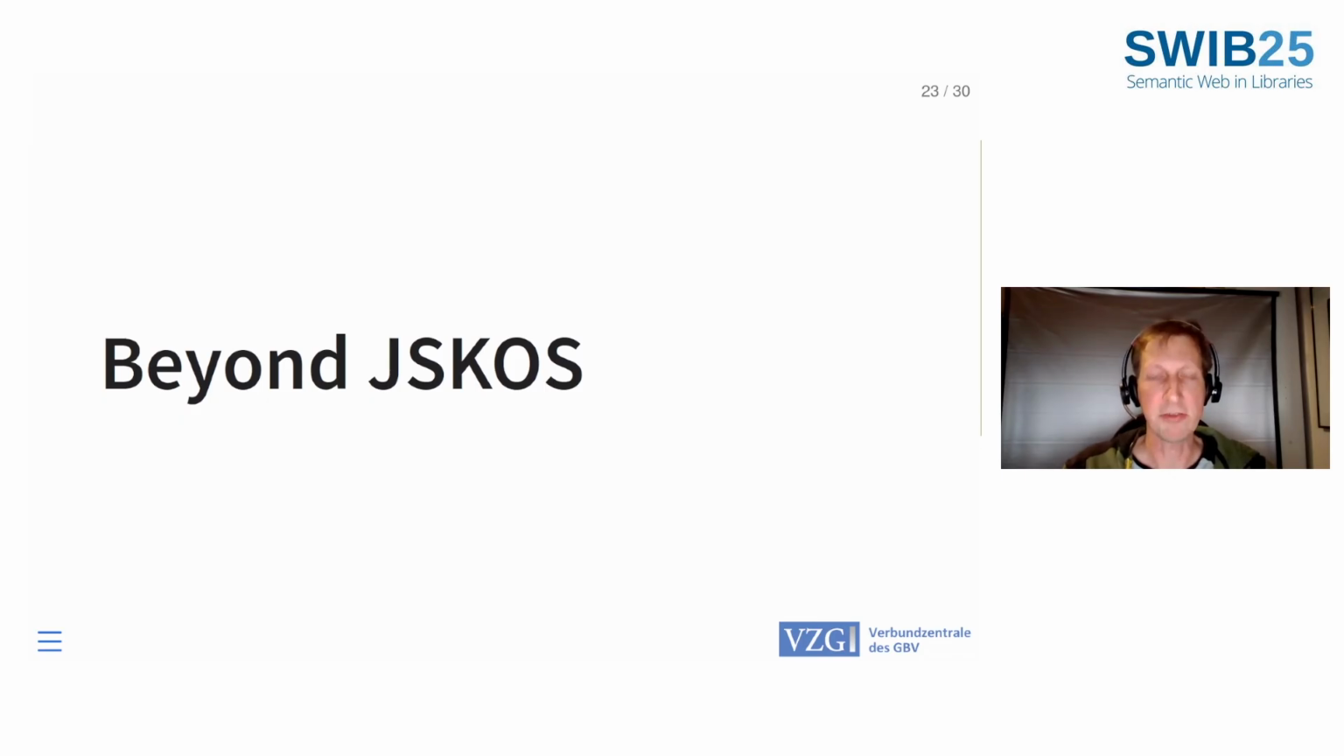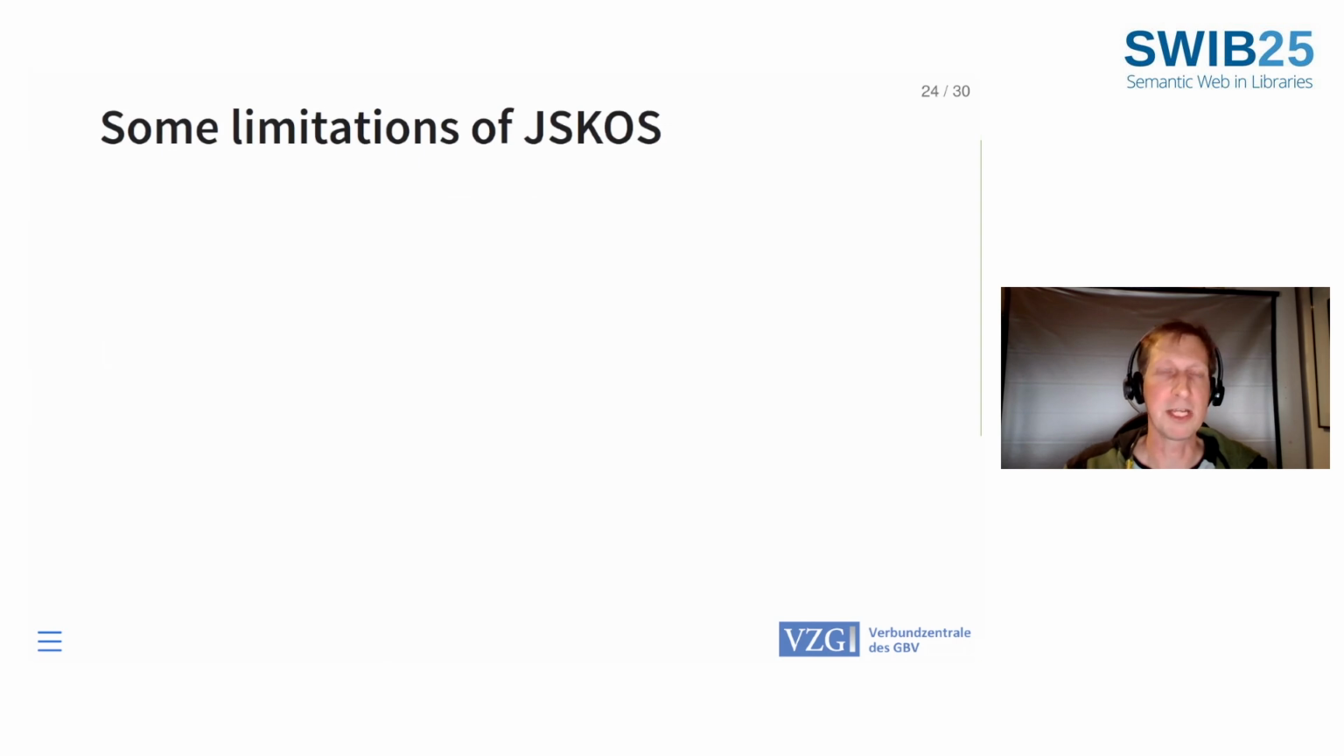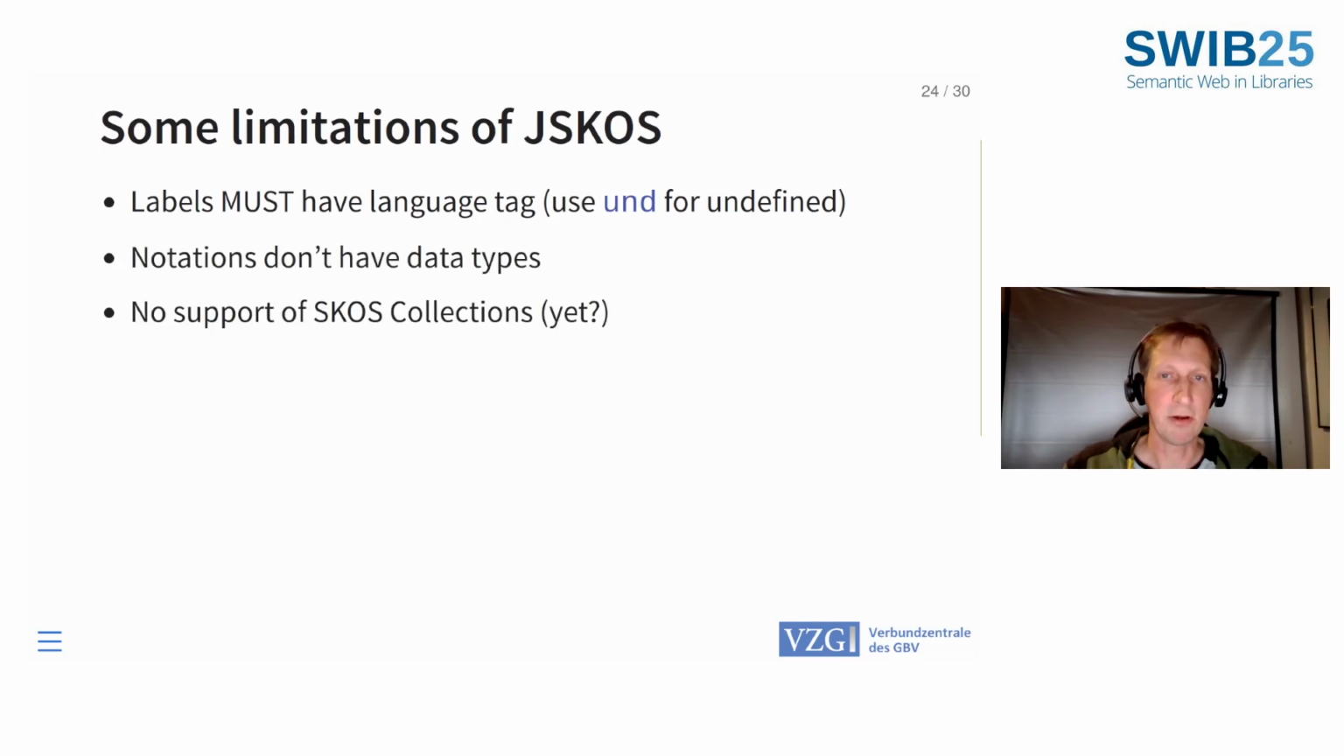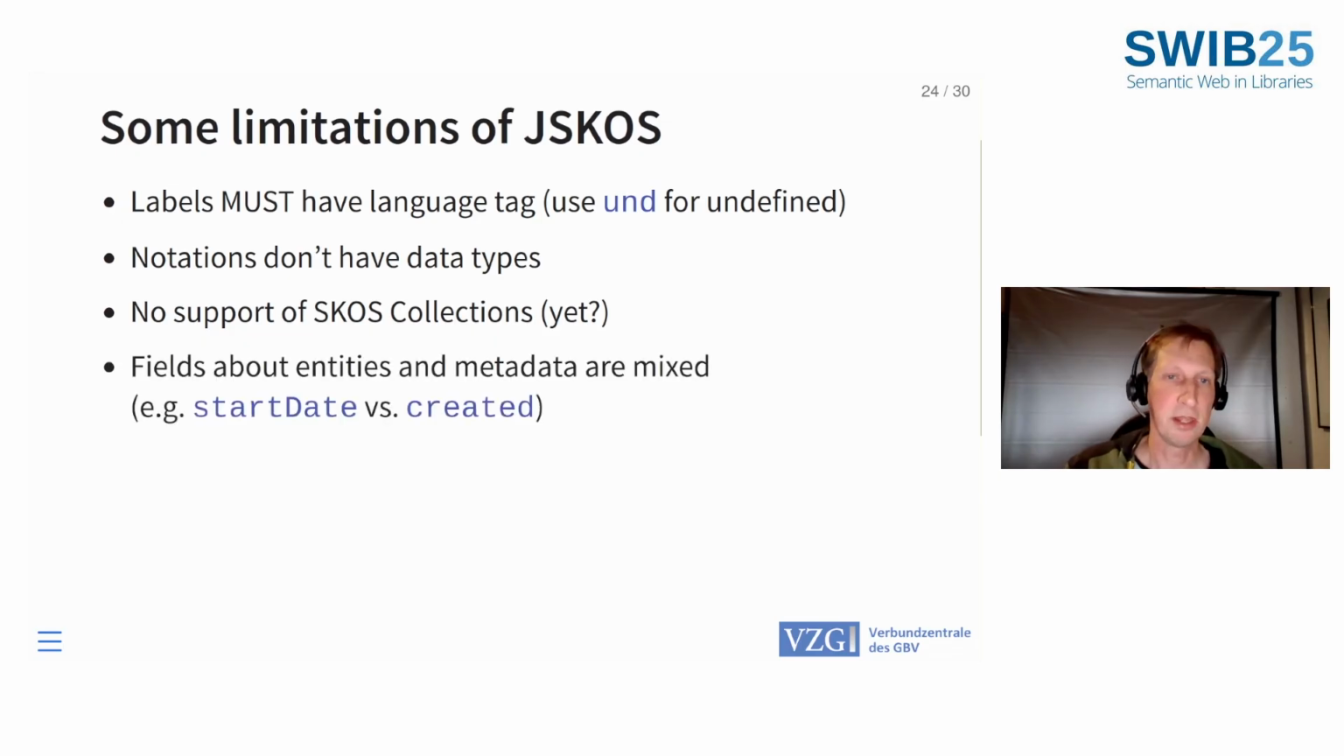some view beyond JSKOS, because often the question arises what's the limitation, why yet another data format? So there are some technical limitations, like labels must have a language tag. In RDF it's not required, but you can use "und" for undefined. Notations don't have data types, or we don't support SKOS collections yet, so technically it's not 100% SKOS compatibility, but we haven't had a need to use these features.